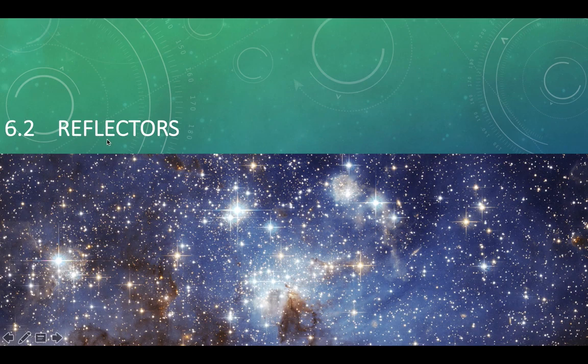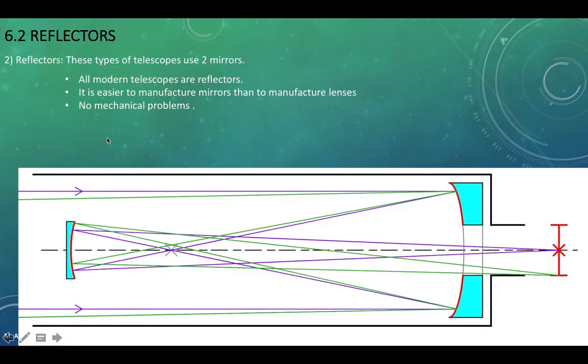We use reflector telescopes. And the main difference between reflectors and refractors would be in the lens. In reflectors, we don't use lenses. In reflectors, we use mirrors instead of lenses. And instead of using one lens, we use two mirrors. This is a sketch. This is a sketch of a reflector telescope.